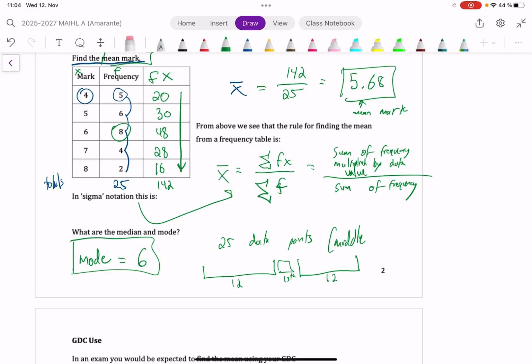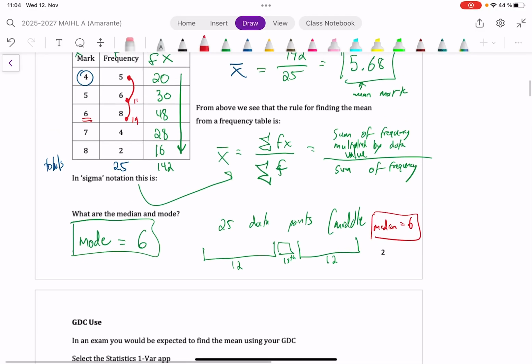And so I need to figure out, well, what's the 13th data point? If I put them in order, there's 5 of these, plus 6 of those, so I'm at 11, plus 8 of those. So if I add all the 6s, I'm now up to 19. So the 13th data point is in this 6 category, so the median is a 6. Without having to write out the entire list, we can figure out the median.